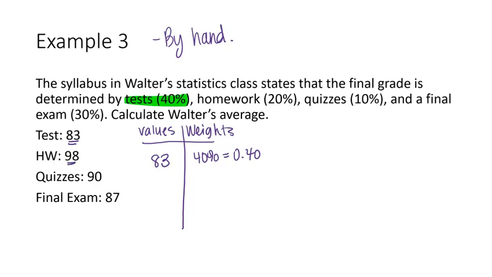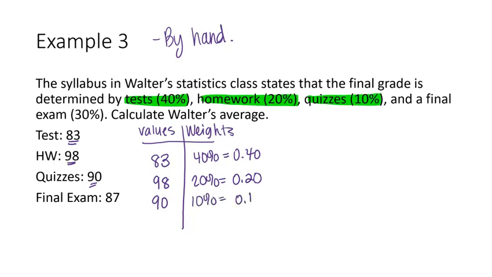The next category, I had a value on my homeworks of 98. That homework was weighted by 20%. 20% as a decimal, 0.20. Quizzes, 90 average at 10, which is 0.10 for my weight. And last but not least, final exam, 87 value and a 30% weight.